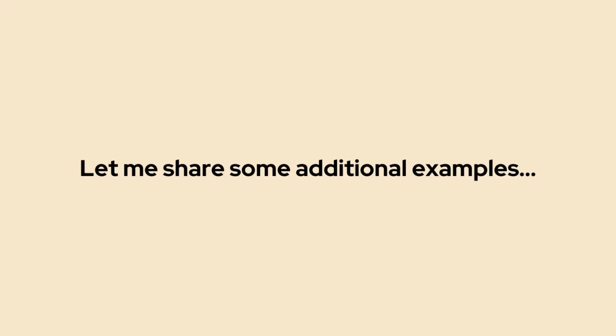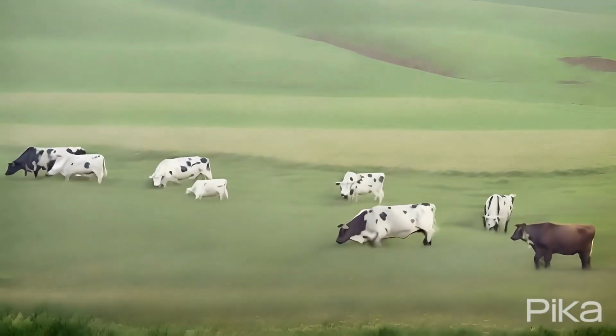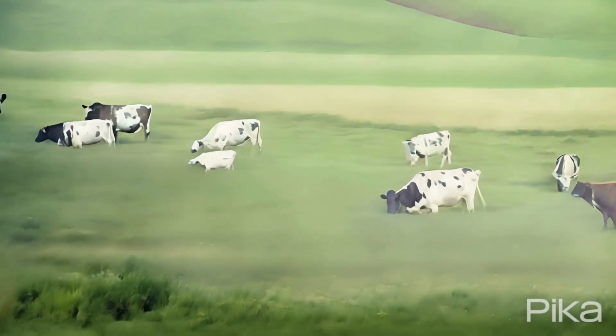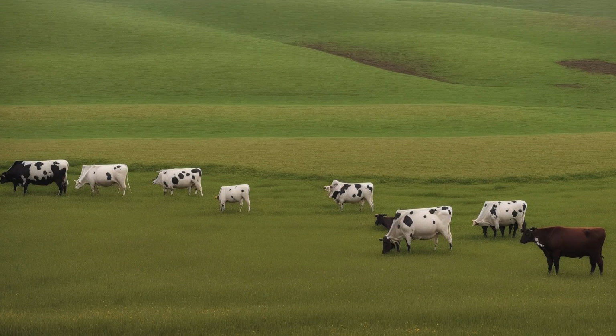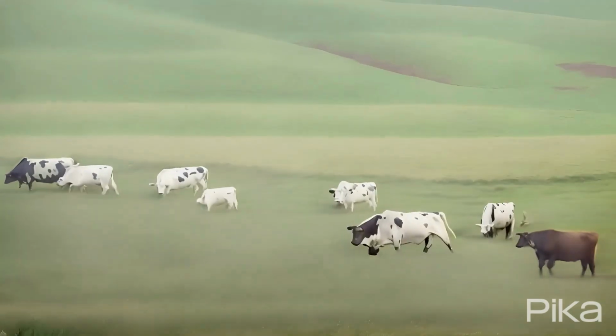Now let me share some additional examples with you. These are not necessarily the best ones, but they showcase different video styles. For example, this video depicting cattle grazing in the field in the National Geographic style was created using the image you can see on your screen. You can observe that there is a slight deformation in the image, especially in the face of the cattle, but it does not affect much. The video animation style is truly impressive.